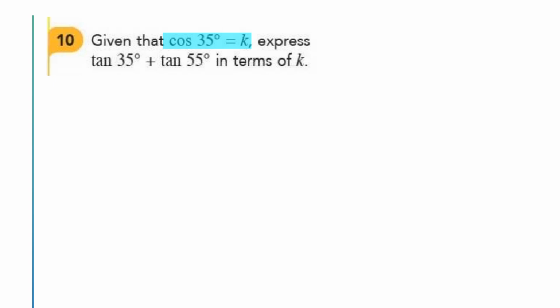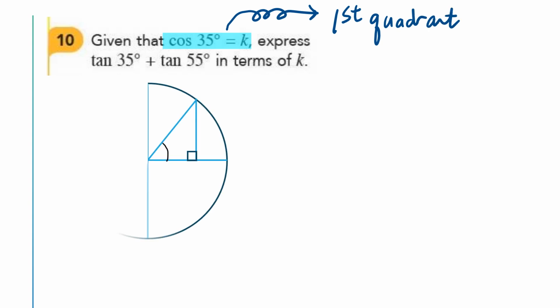Okay, let's look at the next question. The next questions are slightly, it's not difficult. Why not difficult? Because you're given cosine 35, which is an acute angle. So anything that's an acute angle, you don't have to worry about positive or negative, because if you were to recall, all the acute angles that happens in the first quadrant will have all the trig ratios positive. Okay, so let's go on to draw your right angle triangle in the first quadrant.